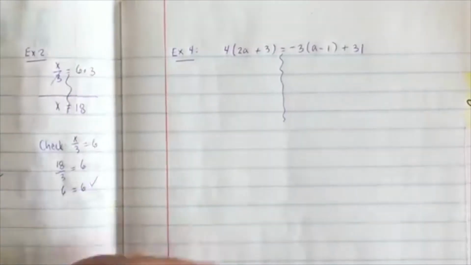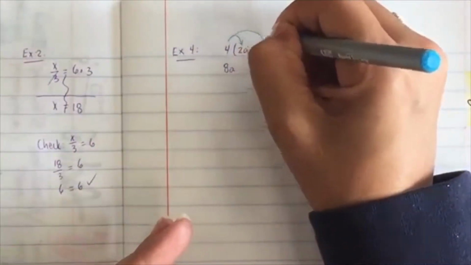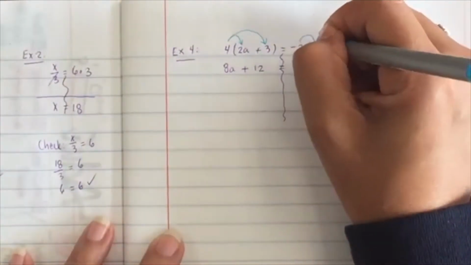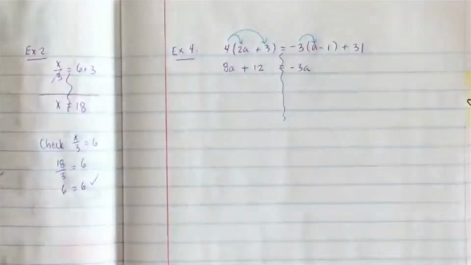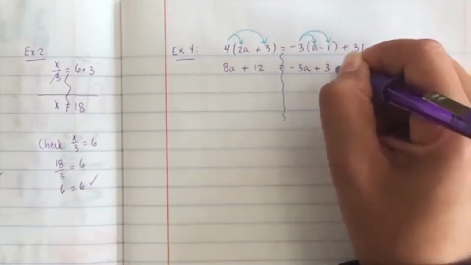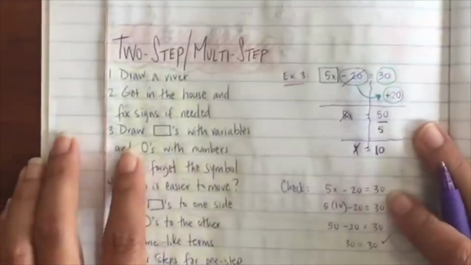Alright, step 2 says get in the house and fix the signs as needed. That just means distribute. So that's going to be 8a plus 12 equals, get that negative 3 in the house, so negative 3a. And then negative 3 times negative 1 is going to be a positive 3. And then plus 31.